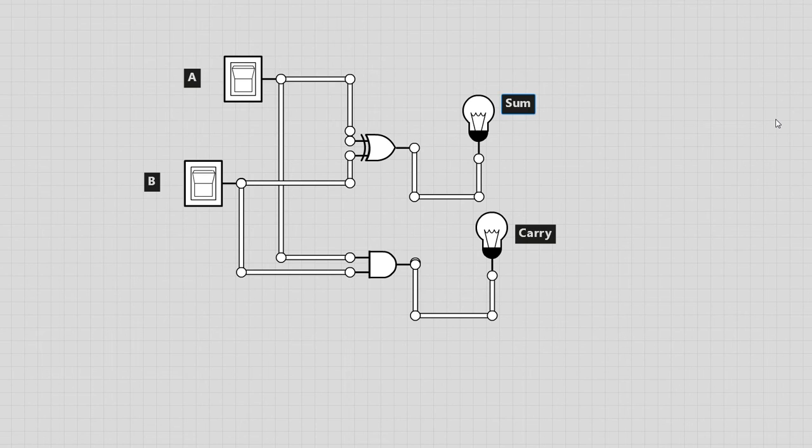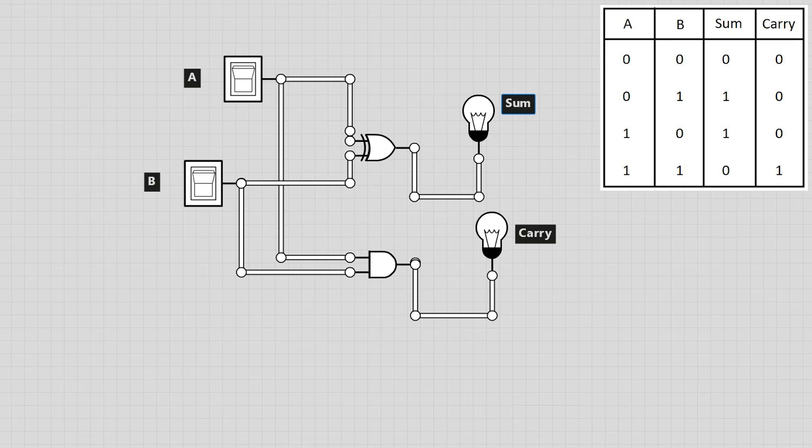So here we have the inputs A, B, and the output sum and carry. So we can check the truth table with this circuit. If A is low and B is low, both the sum and carry would be low. If A is high, then only the sum would be high, as there is no carry. And also if only B is high, even then there would be no carry. But if both the inputs are high, we have the sum of 2, for which the value of sum is 0 and the carry value is 1.